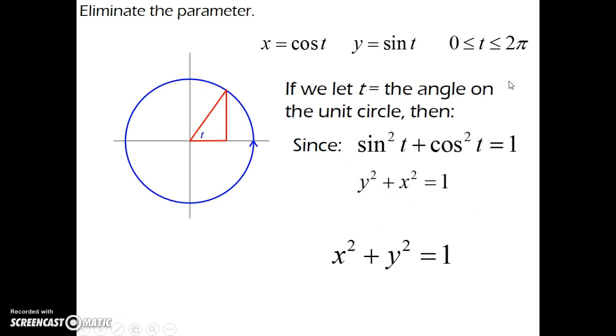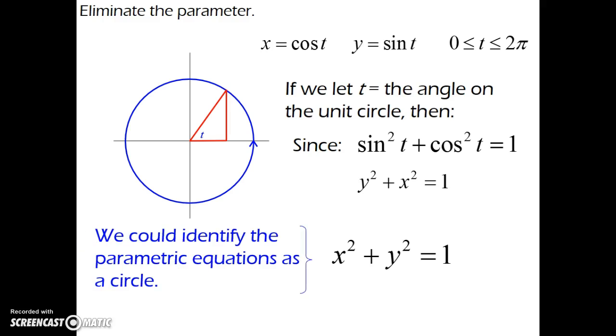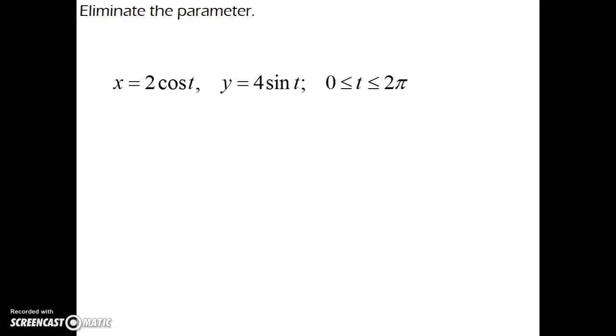So eliminating the parameter in this way is a little bit different than the process that we just did a while ago, which is take one, solve it for t, substitute that into the other one. That's not going to help us when these trig functions show up. We have to go back and heavily rely on what we know from trig. And the Pythagorean identity shows up a lot when we do this. All right, so let's look at one more.